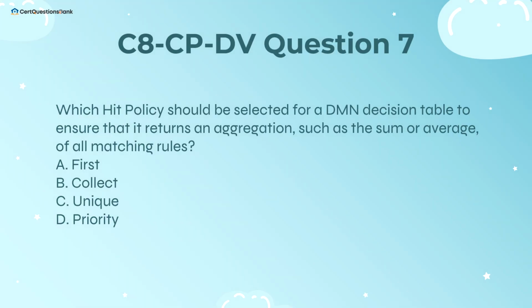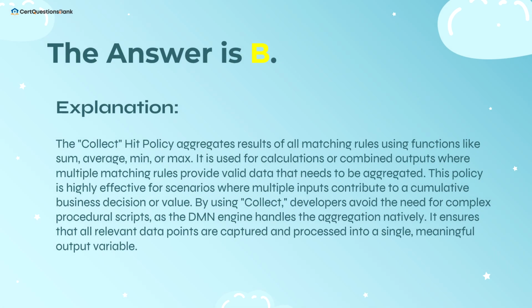Which hit policy should be selected for a DMN decision table to ensure that it returns an aggregation, such as the sum or average, of all matching rules? A. First. B. Collect. C. Unique. D. Priority. The answer is B.